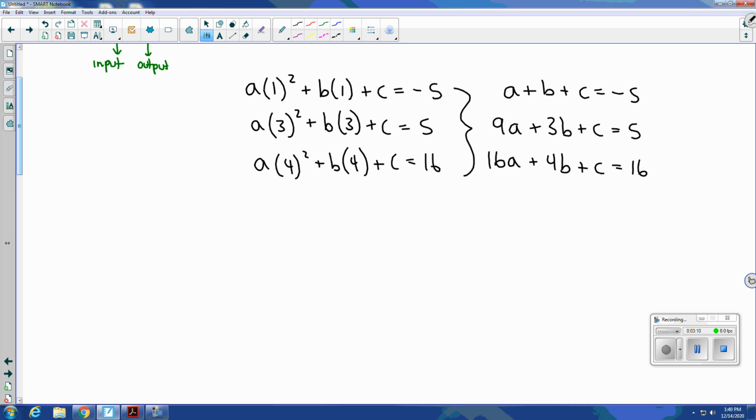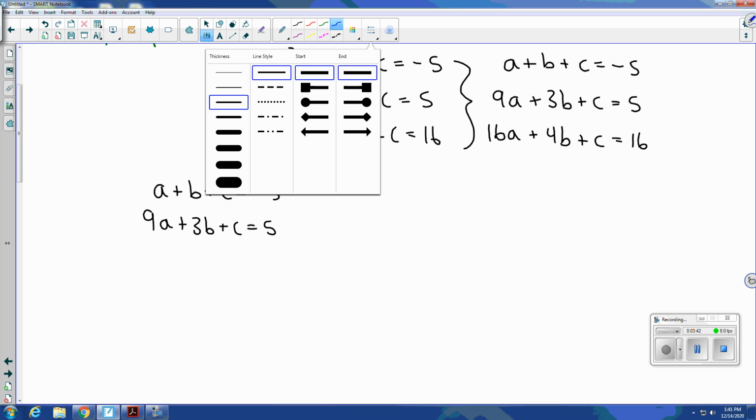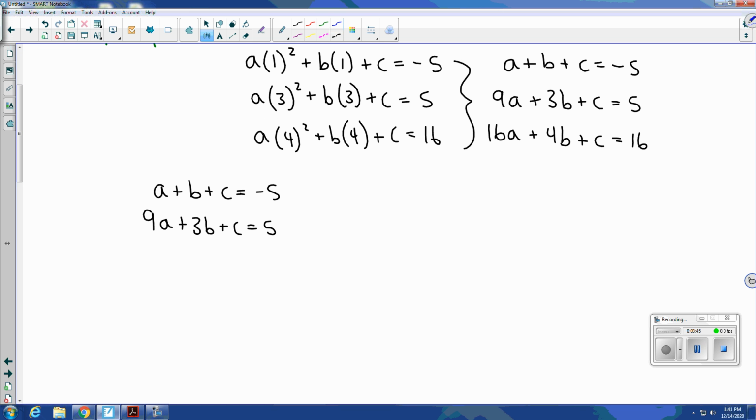To solve a system of 3 equations with 3 unknown variables, we are going to reduce this system of 3 down to a system of 2. In order to do that, you first select any 2 equations out of that 3 and eliminate a variable of your choice. So let's say I choose equation 1 and equation 2. I can eliminate a variable of my choice. The most efficient and easiest variable to eliminate at this point is c.